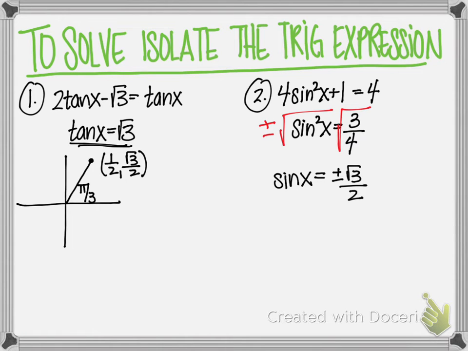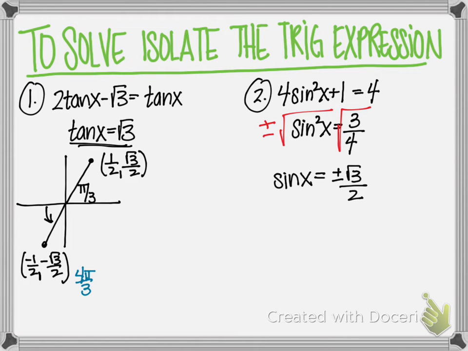The other coordinate would be down here, right, where pi over 3 is my reference angle again. Both of these are negative. So that would be our angle 4 pi over 3.